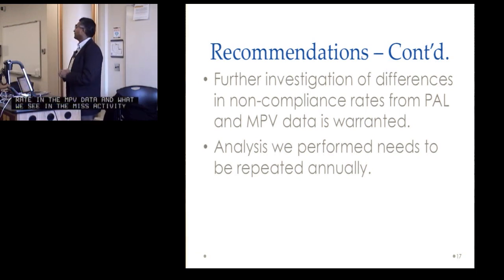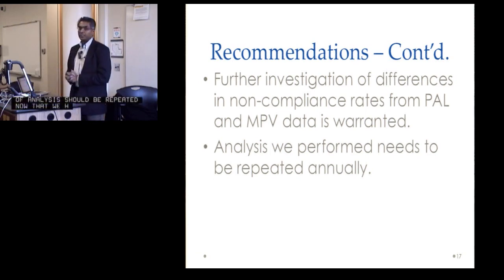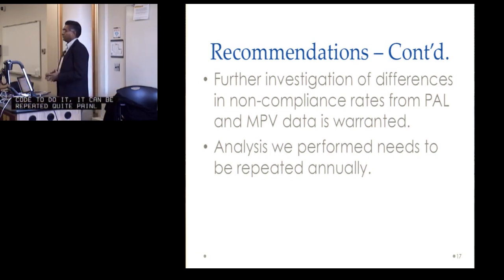We also think that this kind of analysis should be repeated now that we have developed the code to do it. It can be repeated quite painlessly. So long as the data remains in the same format, there is a computer program that can be used to rerun the analysis fairly quickly.